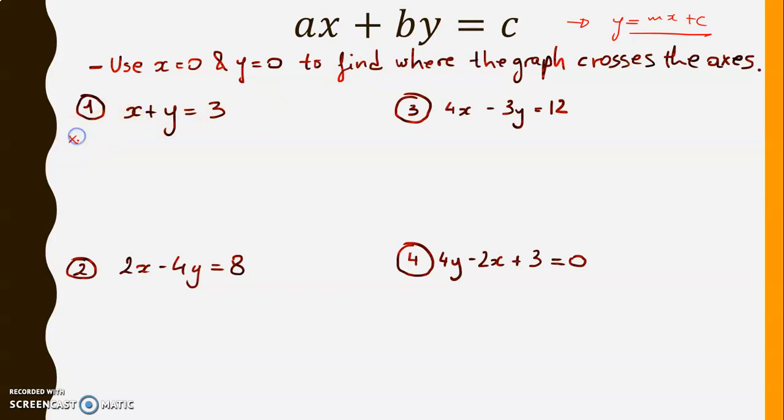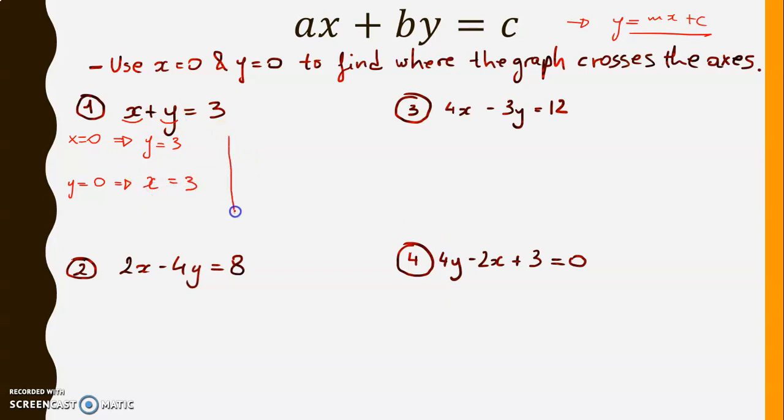We can take x equals 0. By taking x equals 0, we are working out the point of intersection with the y-axis. Then if x equals 0, this term here disappears, so y will be equal to 3. Similarly, if we let y equal 0, we are working out the point of intersection with the x-axis. So in this case, y will disappear and we will end up with x equals 3.